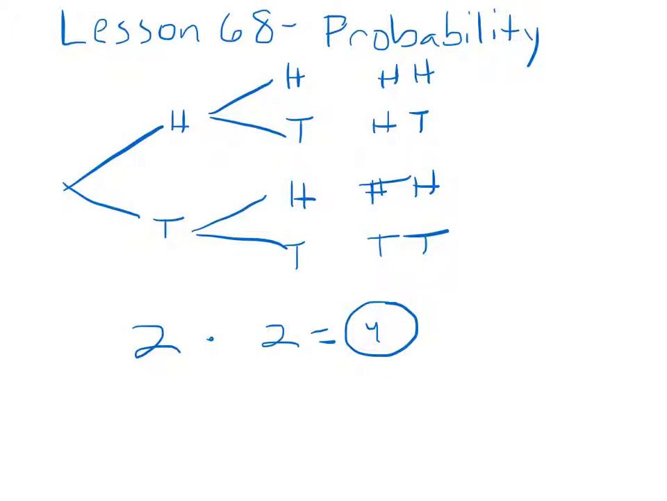So let's take a look at example 1 here. How many possible outcomes are there for an experiment in which 2 number cubes are rolled together? So the first roll has 6 possible outcomes. I could get a 1, a 2, a 3, 4, a 5, or a 6. And the second cube, the second roll, has the same.